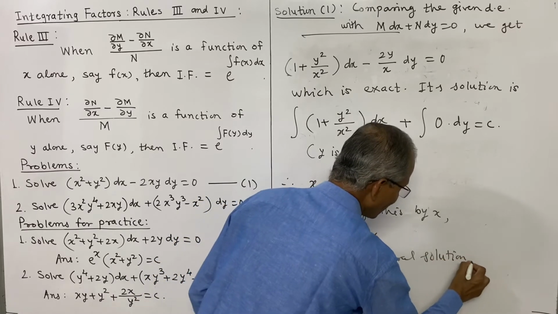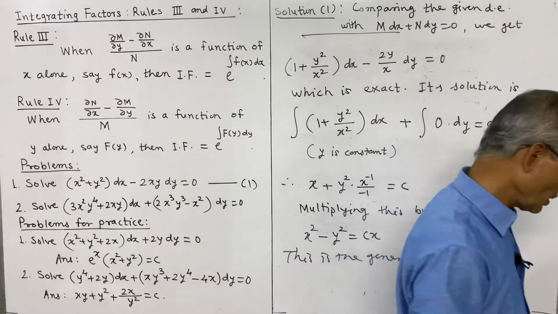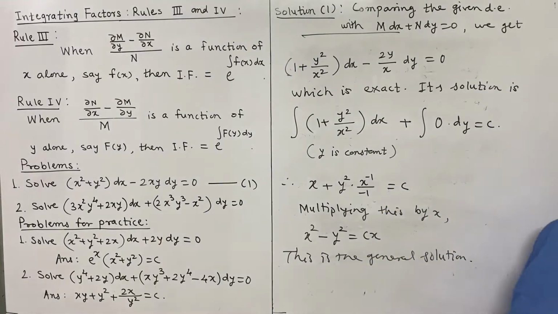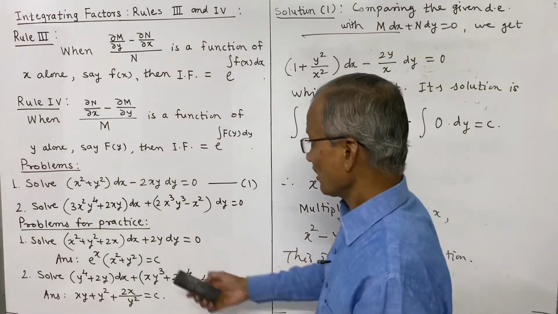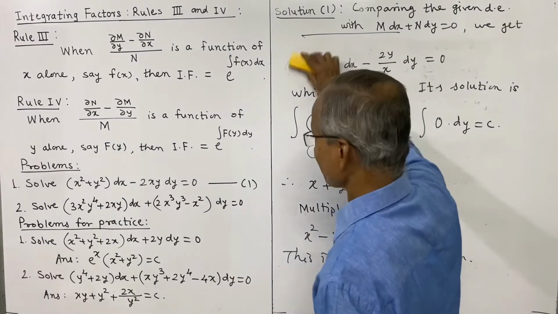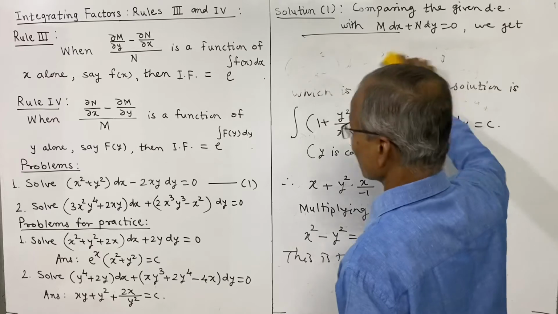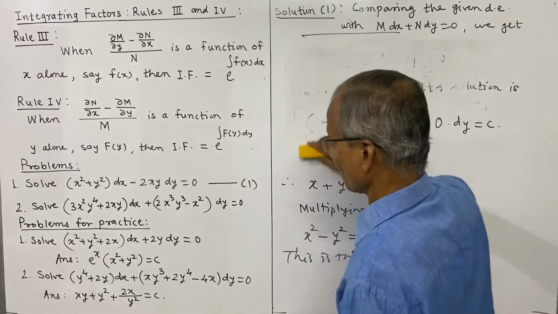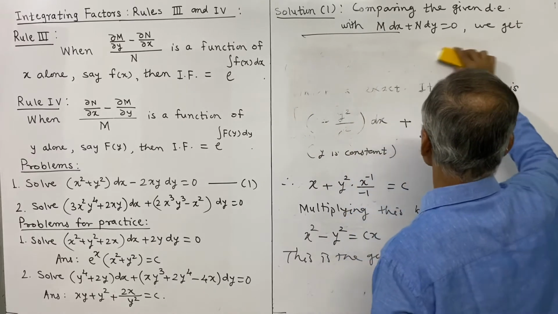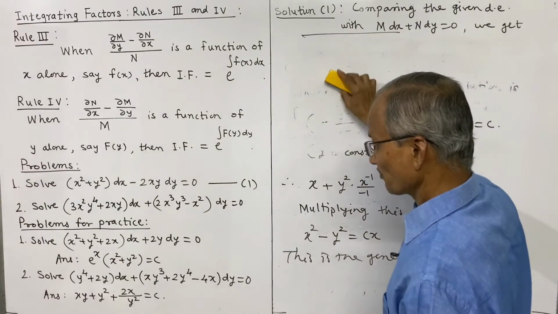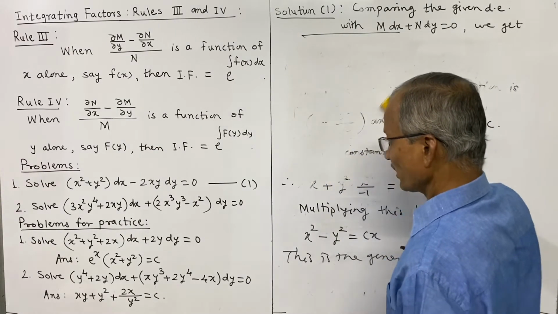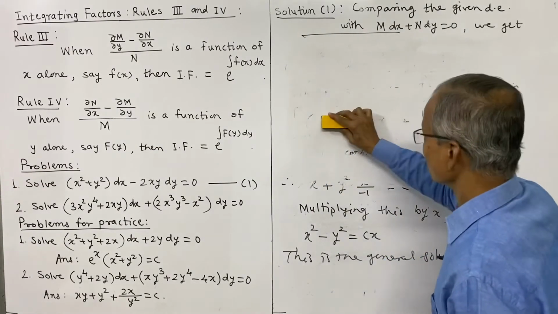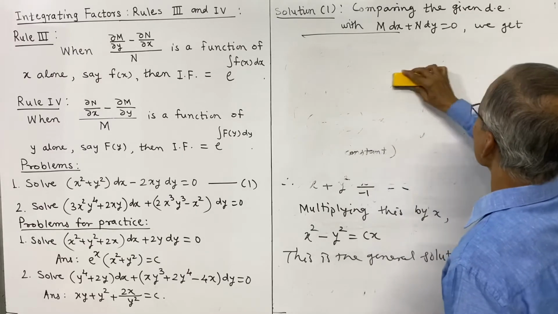And thus we have completed the solution for the first problem. Now we shall solve the second problem. You see, the second problem is 3x square y to the power 4 plus 2xy into dx and plus 2x cube y cube minus x square into dy is equal to 0.